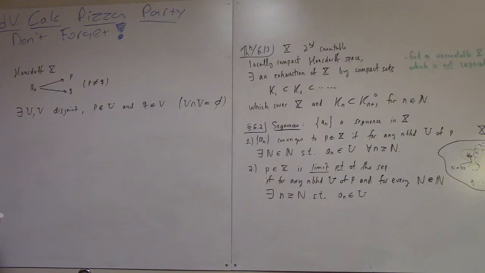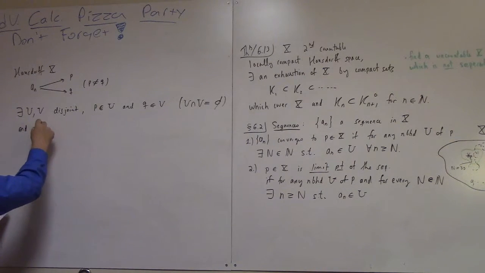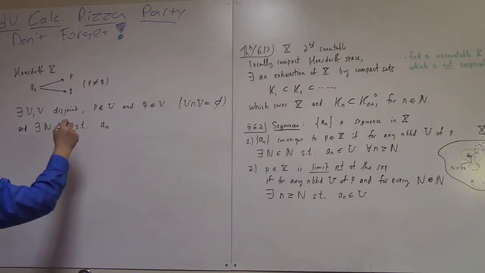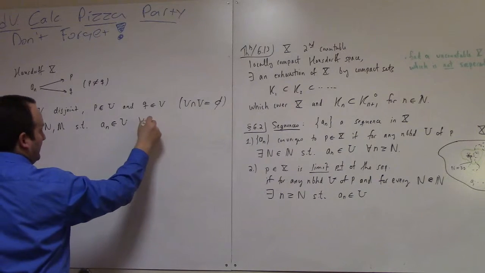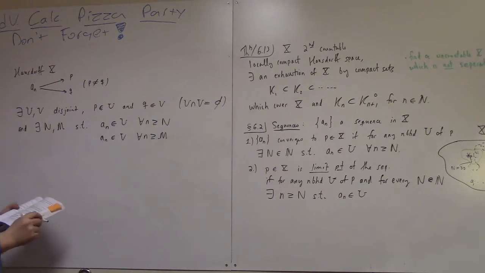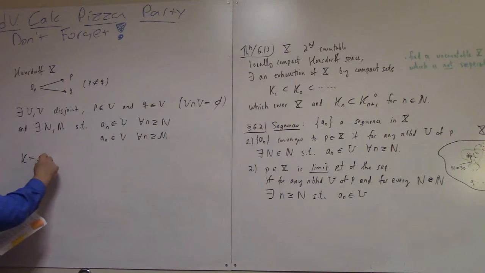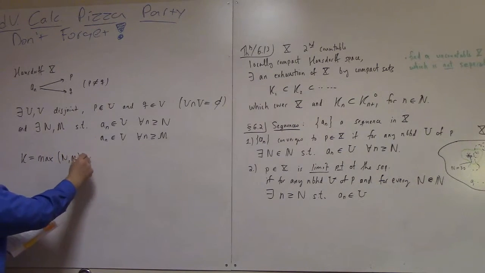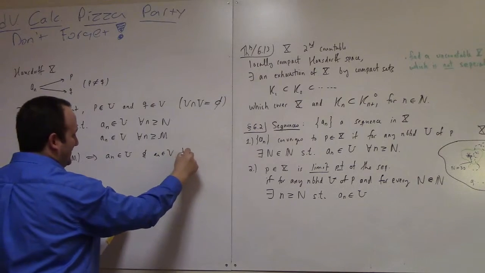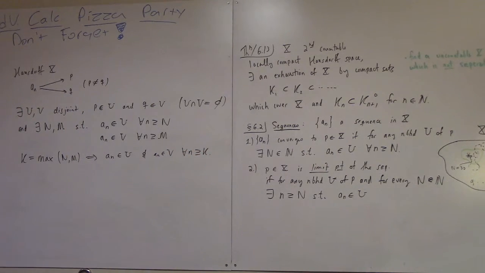And there exist integers n and m such that a sub n is an element of U for all n greater than or equal to n, and a sub n is an element of V for all n greater than or equal to m. So if you take k equal to the max of n and m, then a sub n is an element of U and a sub n is an element of V for all n greater than k, which is very troubling, since they're disjoint. Consequently, that's impossible. So in a Hausdorff space, by contradiction, the limit is in fact unique.